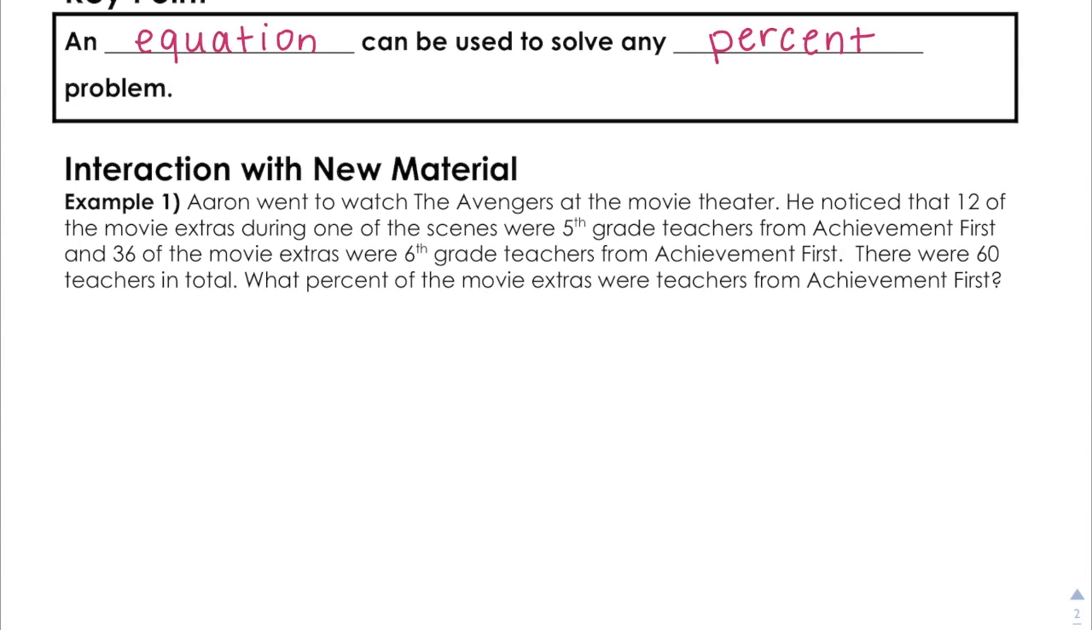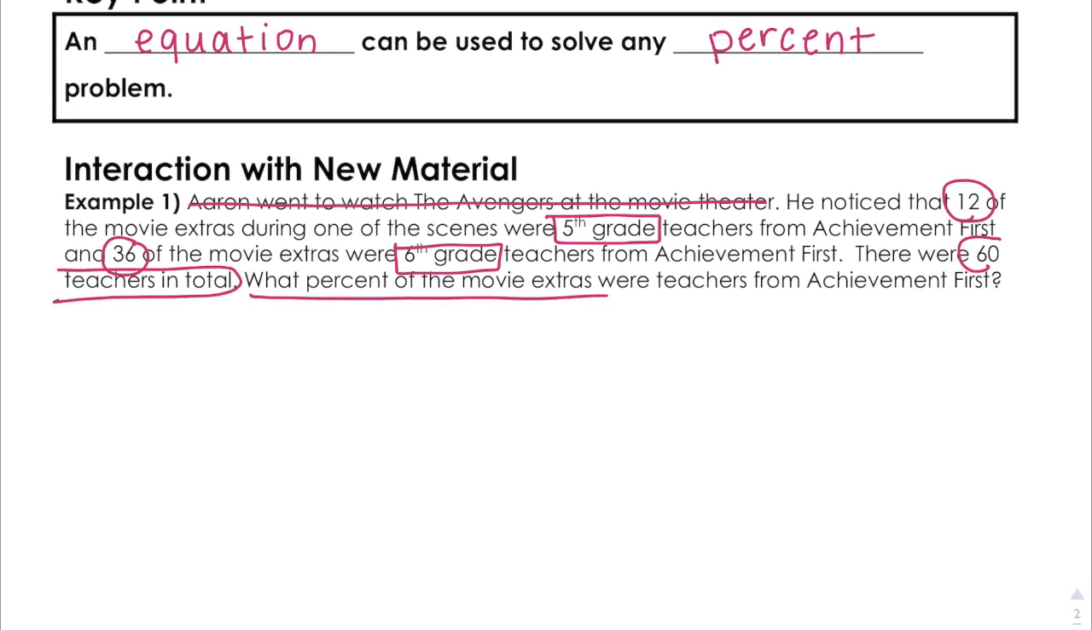So let's go ahead and go back and mark up our text so that we can better understand what's going on. So Aaron went to watch the Avengers at the movie theater. Doesn't really help us with the math. He noticed that 12 of the movie extras, so 12 of the extras were 5th grade teachers from Achievement First, and then 36 of the movie extras were 6th grade teachers. Then it says something about having 60 teachers in total. And it wants us to figure out what percent of movie extras were teachers from Achievement First, which we'll just start referring to as AF.